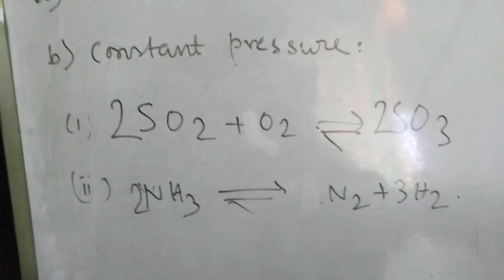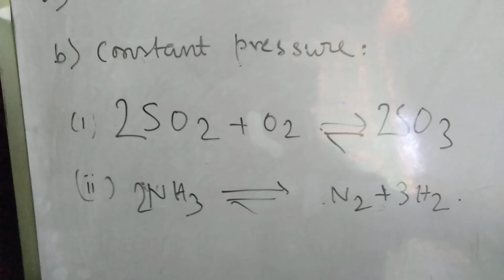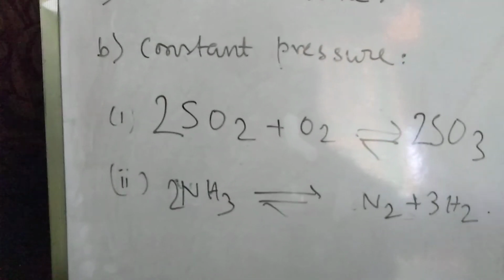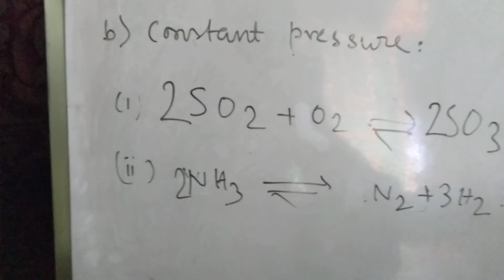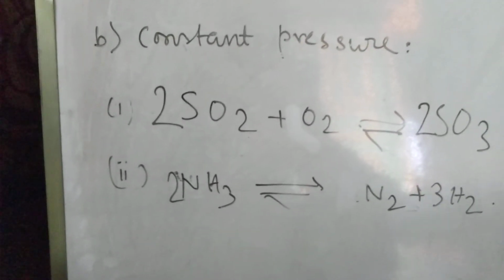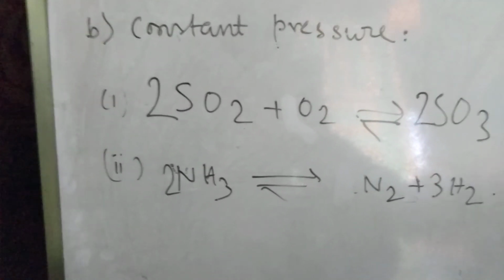Is it clear to everyone? I think it's clear, the Le Chatelier principle. So that completes equilibrium 1, and next I have to start equilibrium 2, that is ionic equilibrium.